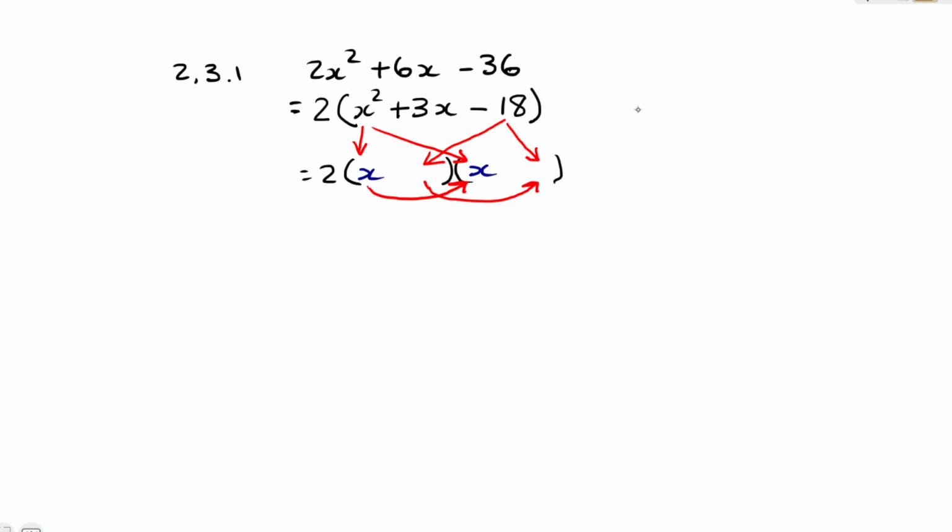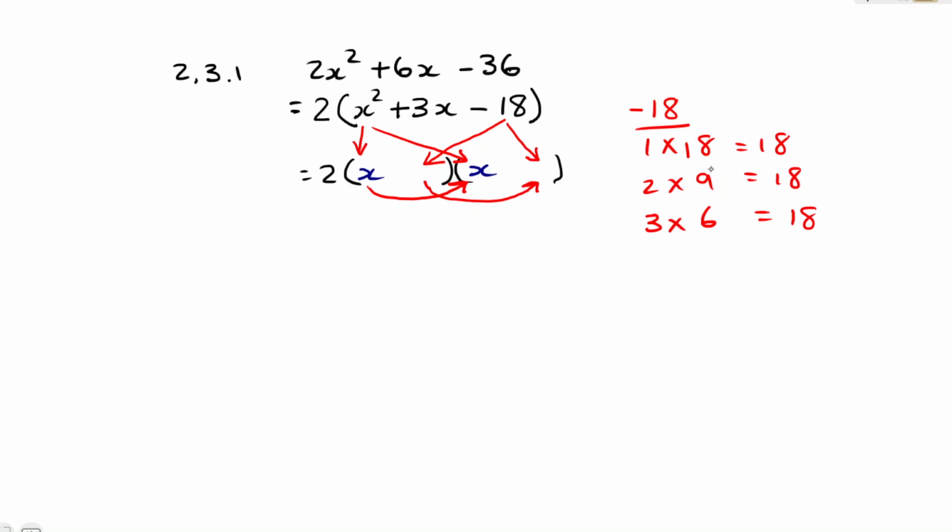There are many factors of 18. Let's look at it. The first one, 1 multiplied by 18 will give us 18. 2 multiplied by 9 will give us 18. And 3 times 6 will give you 18. So I think these are the factors of 18: 1 times 18, 2 times 9, 3 times 6.